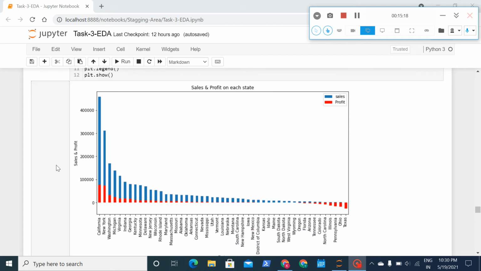Now we will be coming to sales and profit in each state. That is, we will be plotting the sales and profit for each state. The blue bar represents the sales, while the red represents the profit.